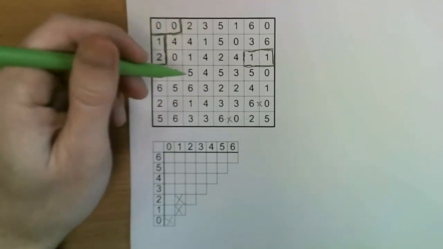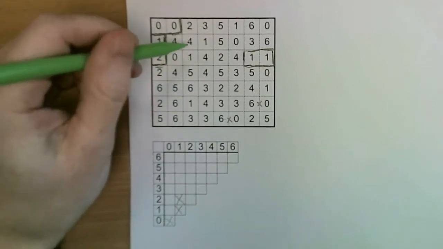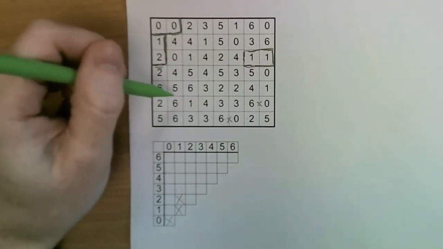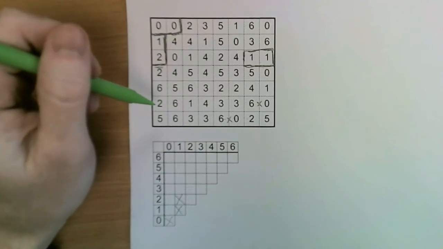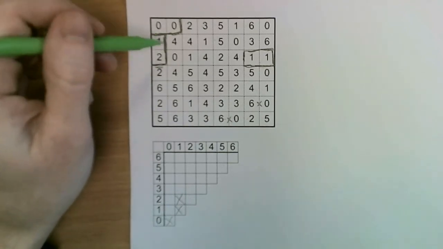Let's try 1, 3. Can go here, there. 1, 4, 1, 5, 1, 6. Okay, so let's move on to 2, 0 now.